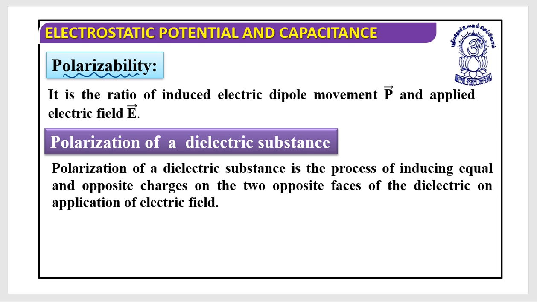First is the polarizability. Now what is it? Polarizability is the ratio of the induced electric dipole moment P to the applied electric field. It is P induced divided by the electric field. Now, what is polarization of a dielectric substance?